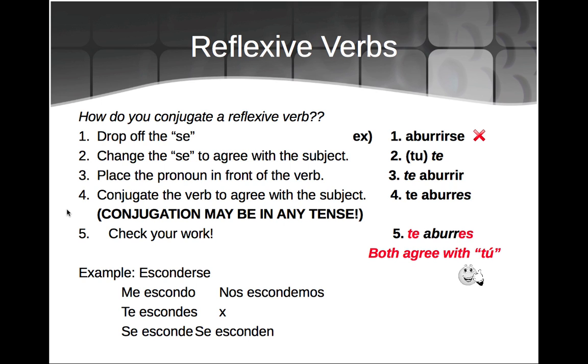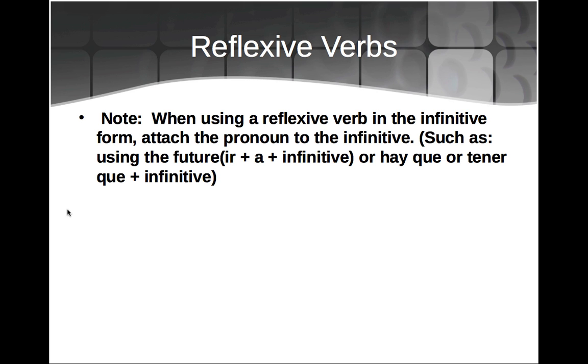Questions so far? We're going to do some practice here in just a little bit. I have one more slide to talk about before we do the practice. Sometimes you might want to use reflexive verbs in the infinitive form. In Spanish 1, we learned a couple of ways, like showing the simple future, ir plus a plus the infinitive.